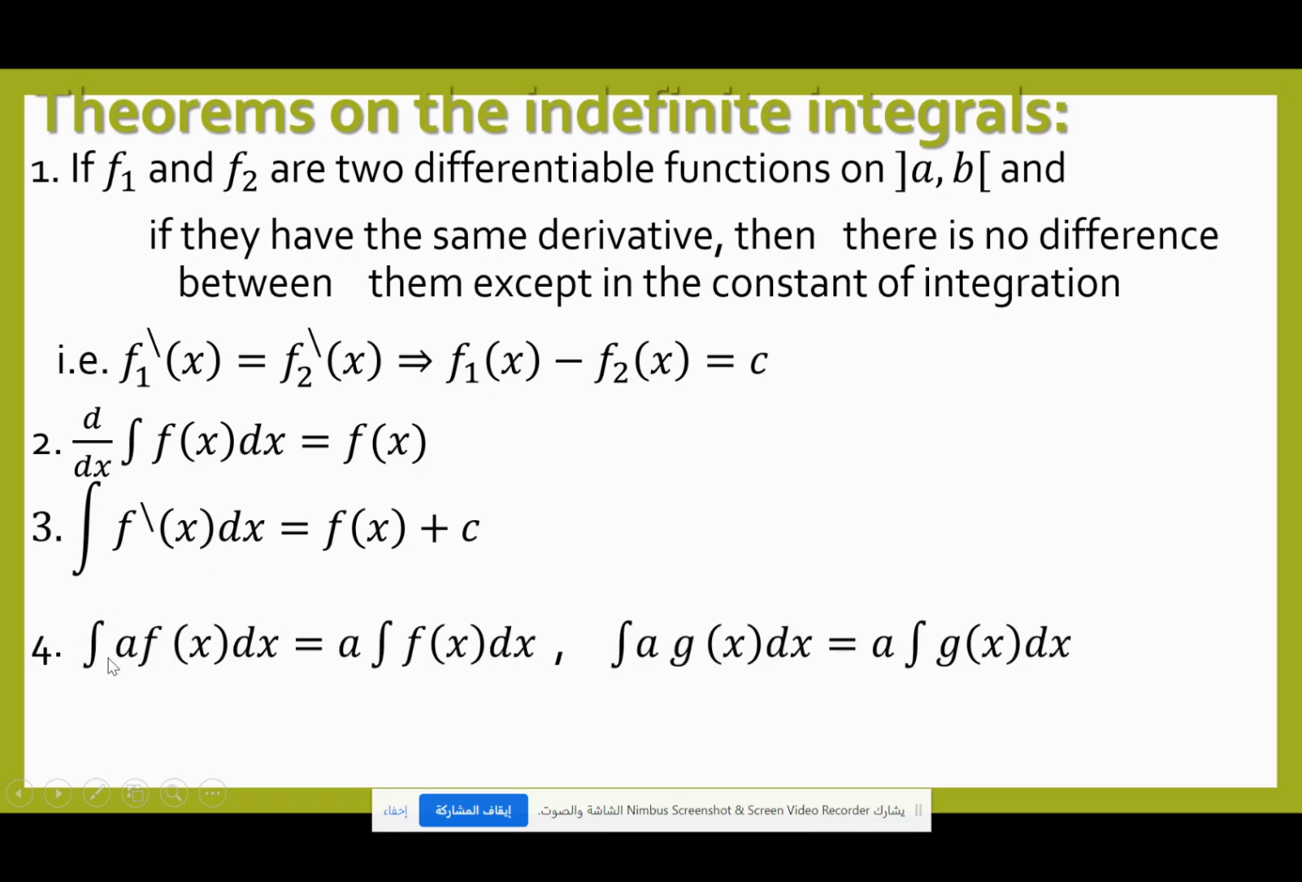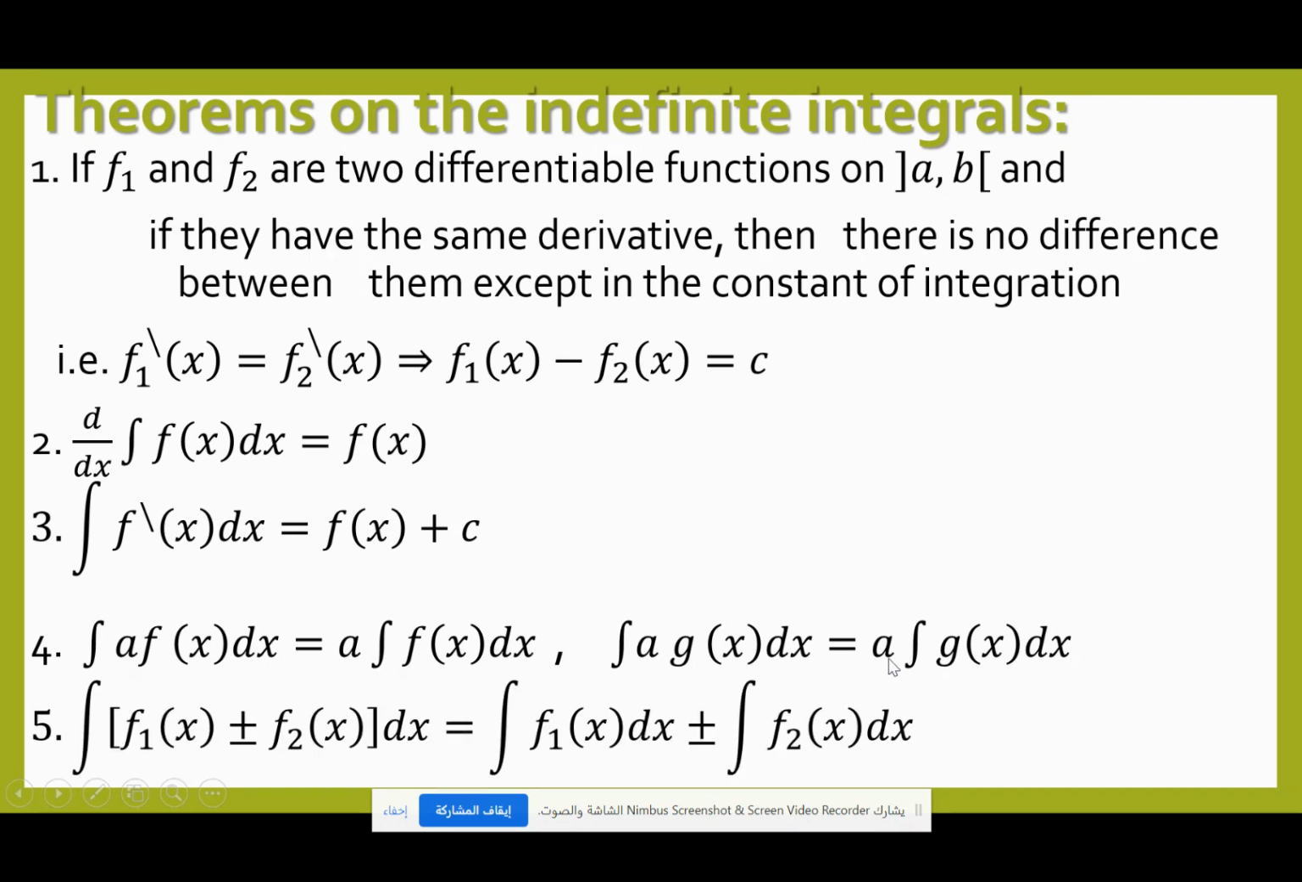In number four, if you want to integrate any constant value with a function, you should take this constant outside as a common factor, like you did with the summation properties. And similarly, if we have an integration for a g of x dx, you should take the constant outside like you did before. If we have in number five an integration for the sum or the difference between two functions, you should integrate each separately. That means integration is allowed to be distributed for the first function and the second function to integrate each alone, then add them or subtract them.